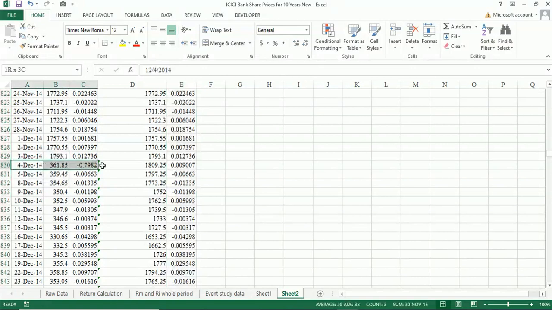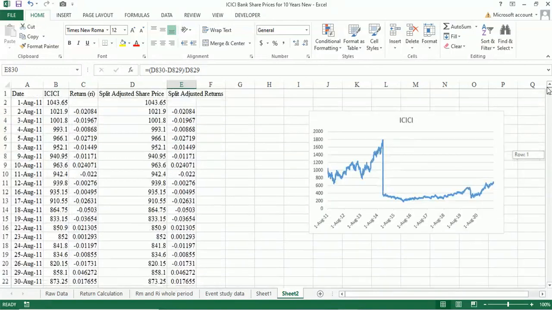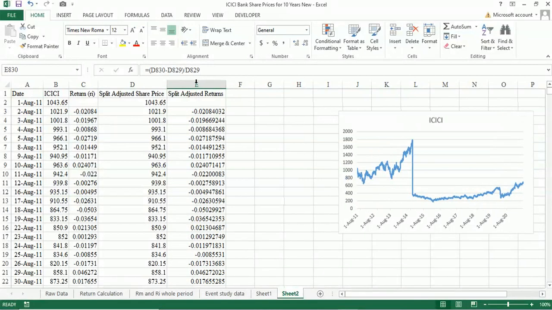Now you can see earlier it was 1.2% profit. It is now 0.9% profit. So this can be normal behavior in the share prices and share returns. This is how you can use these returns for any analysis. This adjusted return can be used for any analysis in finance.